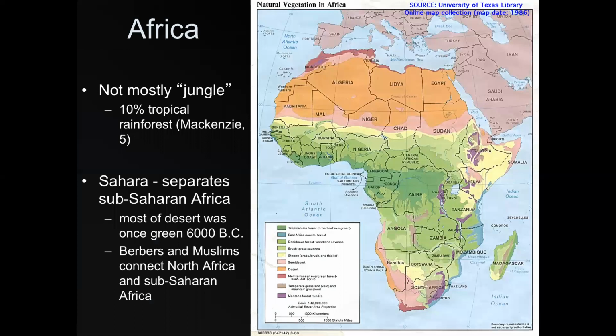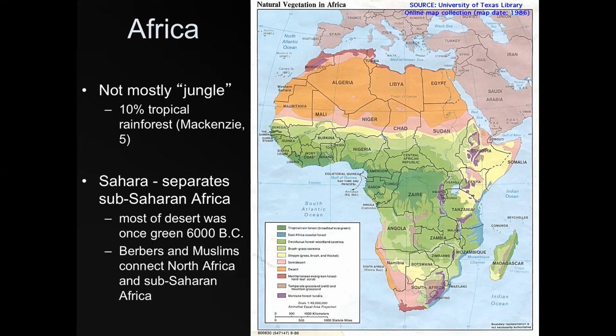So sometimes when people think of Africa, outside of Africa, in the West and in some other places, because Western culture has kind of made its way everywhere, there are some mythologies that people have. The first one, and hopefully you don't have this, but Africa is not mostly jungle. Only 10% of it is tropical rainforest. And tropical rainforest is not a good place for humans to be.